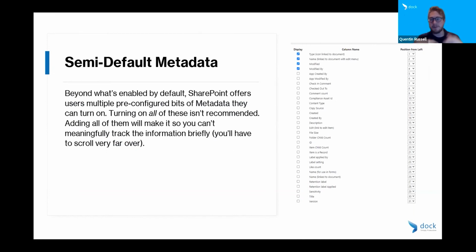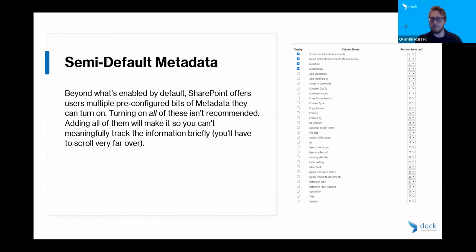So you just basically have to go into your settings to turn these on. You can see the full list right here. Some of these include checked in, check out, created by, what is the retention label sensitivity? What version is it?